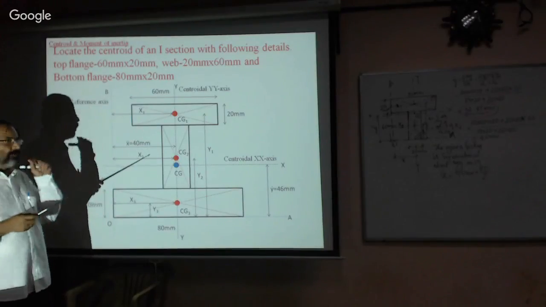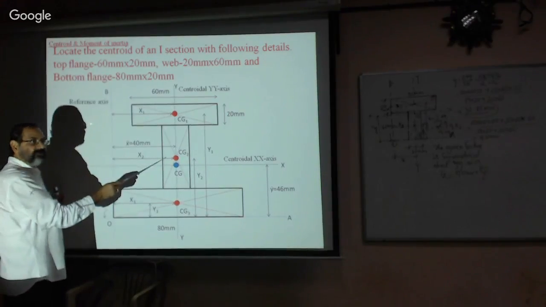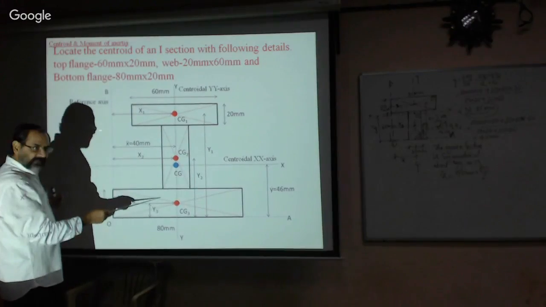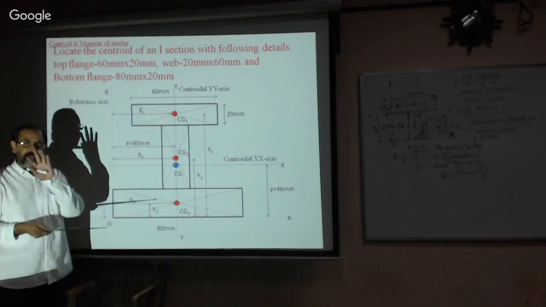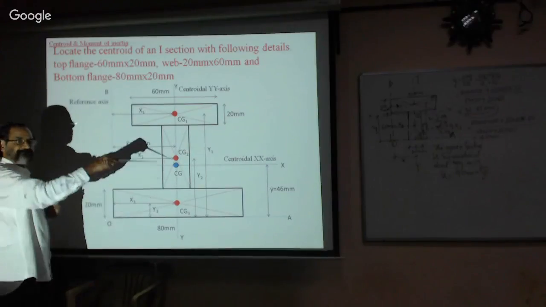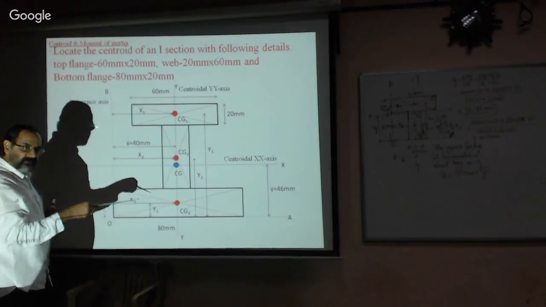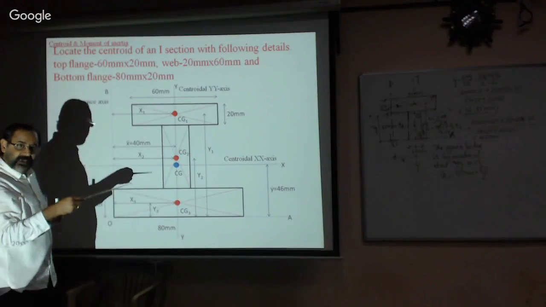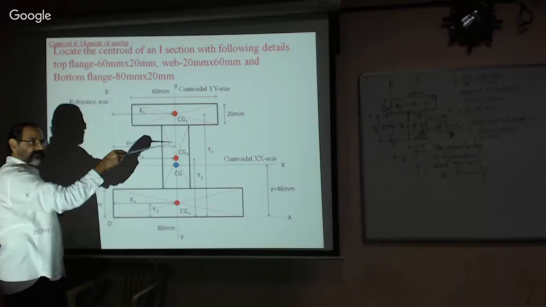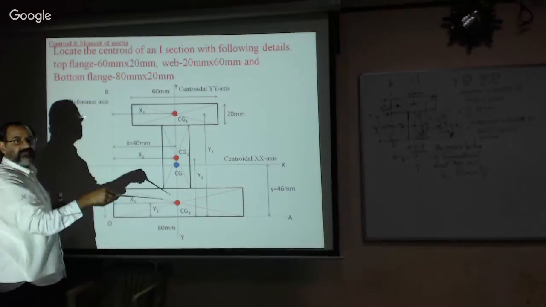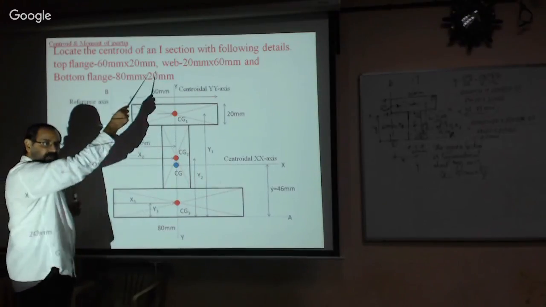How many centroidal axes are there now? Yes, there are 4 x-axes: one for section 1, one for section 2, one for section 3, and one for the entire figure. Similarly, we have 4 y-axes. Section 1 has a y-axis, section 2 also, section 3 also, and the I section also has a y-axis.